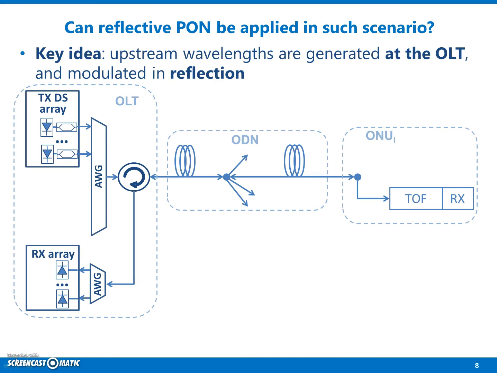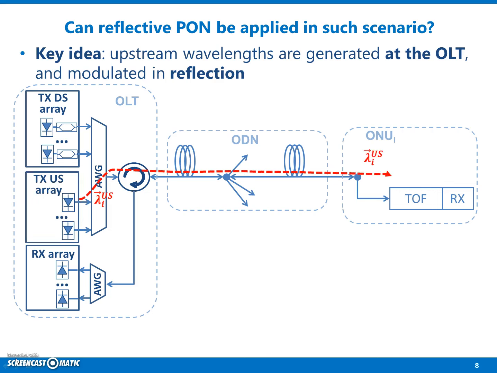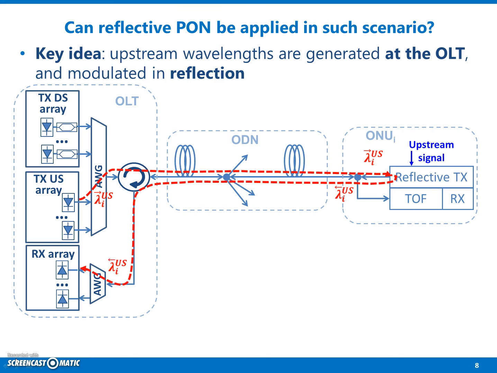For this reason, several reflective passive optical network architectures have been proposed in the last 10 years, whose key idea is to generate the unmodulated upstream wavelengths at the optical line terminal side and to modulate them in reflection at the optical network unit side, thanks to a reflective transmitter.